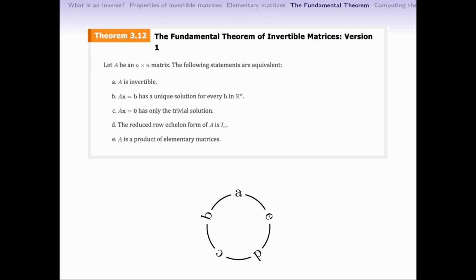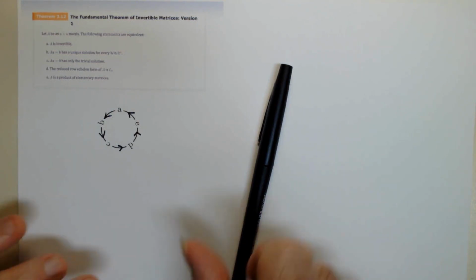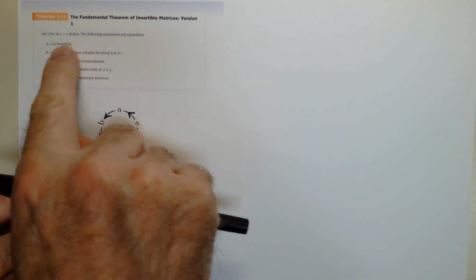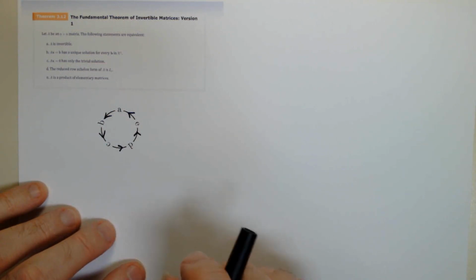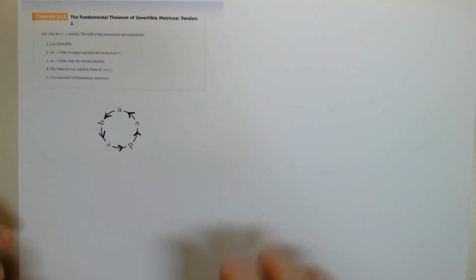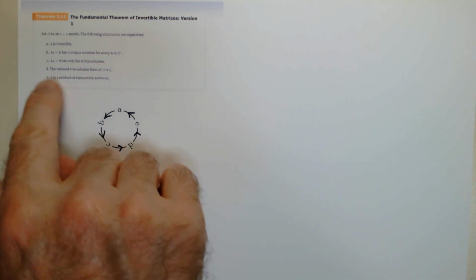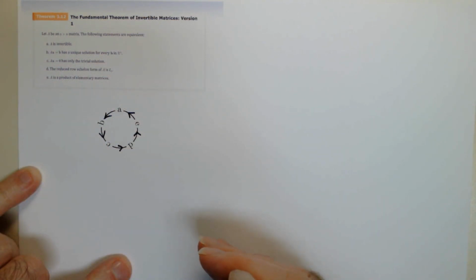Now, every one of these statements, A through E, feels a little different than the others. They're all saying something different about the matrix A. But what the theorem is telling us is that they're all bound together. There's like a giant wheel of statements, and they're all bound together. Once we know that one of them is true, we know that all of them are true. All right, welcome to the document camera. Let's look at the proof of Theorem 3.12, the fundamental theorem of invertible matrices. This is version 1.